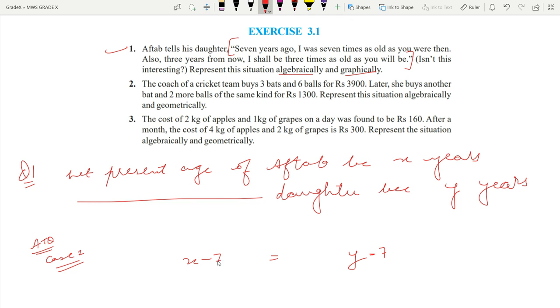Okay, so we have to subtract 7 from both sides. Clear? We have subtracted 7 because it is written 7 years ago. Aftab is saying I was 7 times as old as you. So Aftab is 7 times the age of daughter. Then multiply the daughter's age by 7.